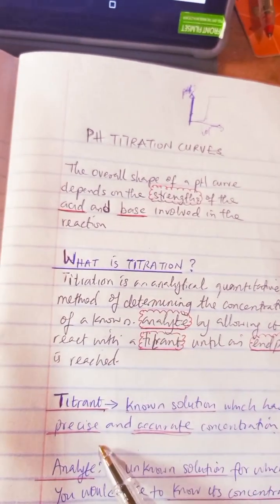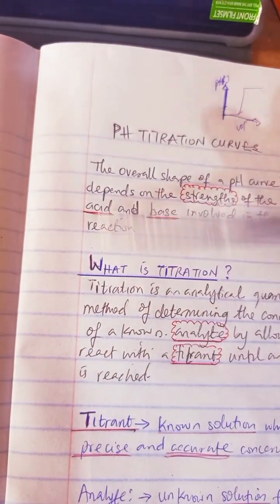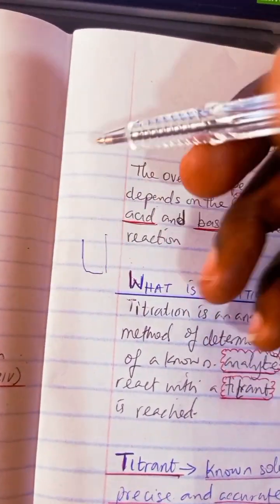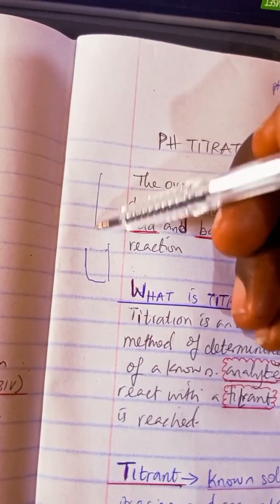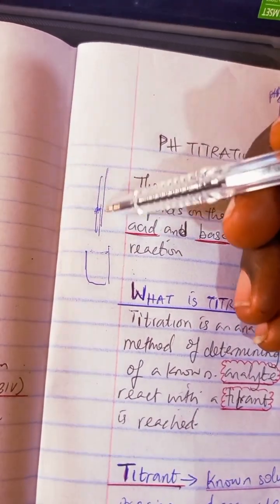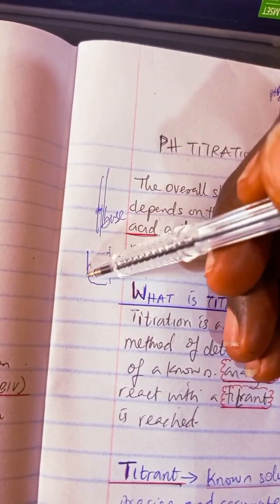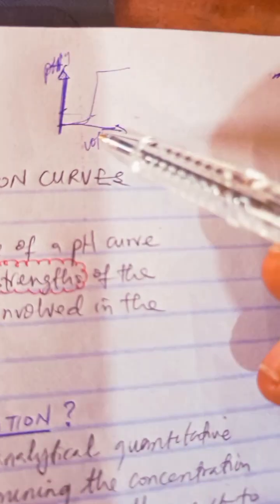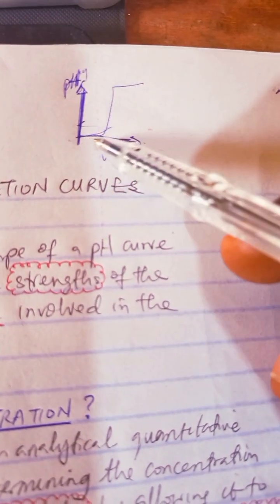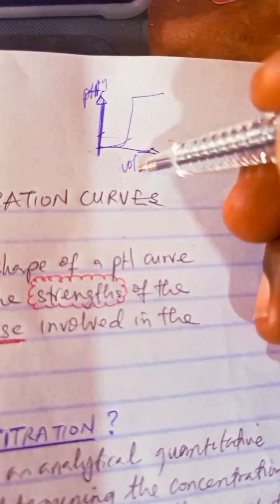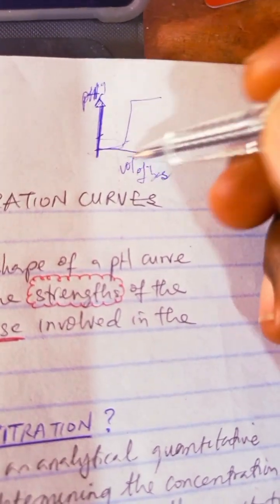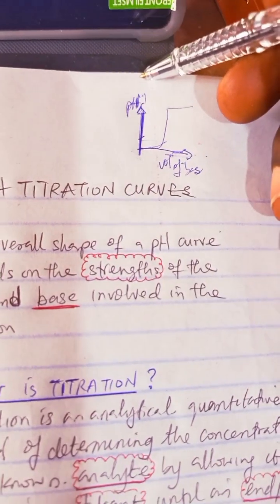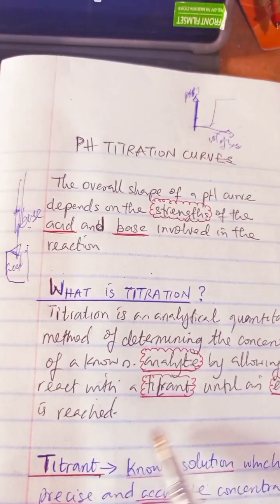Take note that in titration, it is the base that will be added to the acid. The acid will be in a beaker like this. You put the acid in a beaker, then you pour the base from the burette into the acid. The base will go and meet the acid. That is why on this titration curve, the horizontal scale is the volume of base, while the vertical scale is the pH value. You understand? So that's about titrants and analytes.